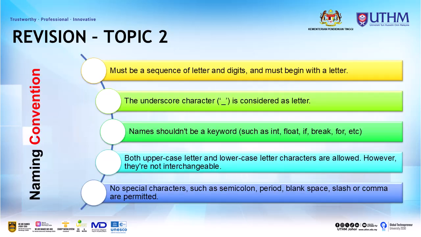The following are rules in the naming convention in C++, which provides guidelines for defining valid identifiers in a program. Remember that the names must start with a letter and can contain letters and digits. The underscore is a letter and can be used in names. Keywords like int and float cannot be used as names. Both uppercase and lowercase letters are allowed, but they are case sensitive. Special characters like semicolons, periods, spaces, slashes, and commas are prohibited. Following these rules, you can create meaningful and readable names in C++ programming.